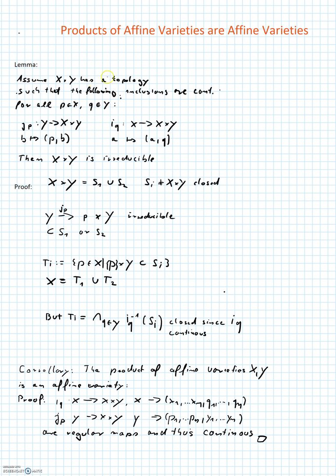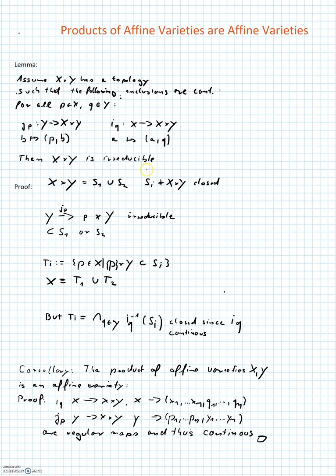Assume that X cross Y has a topology such that the following inclusions are continuous for all p in X and q in Y. For every p, j_p is an inclusion from Y to X cross Y, sending elements b of Y to pairs (p, b). And for every q in Y, i_q is an inclusion sending elements a of X to pairs (a, q). And given that these inclusions are continuous, we can conclude that X cross Y is irreducible. And this is what we are going to prove.